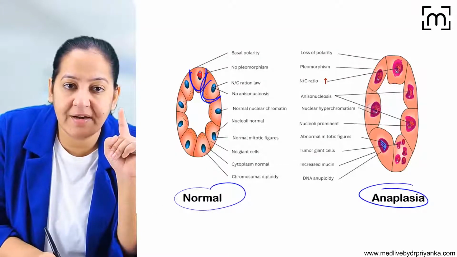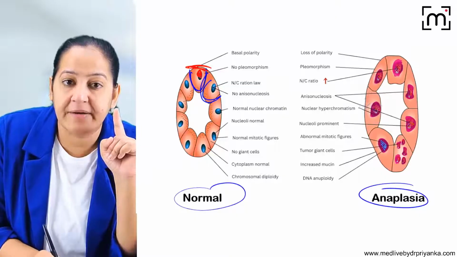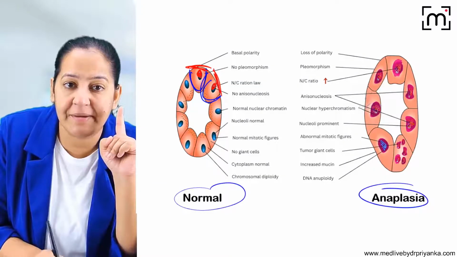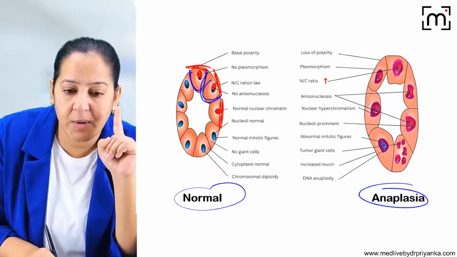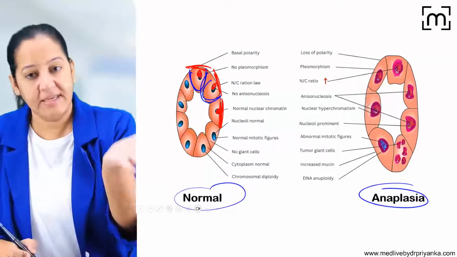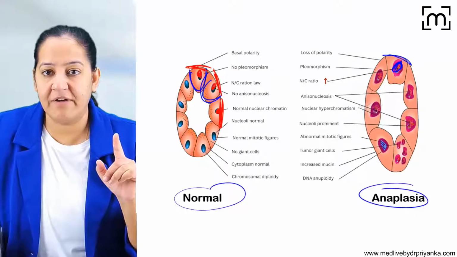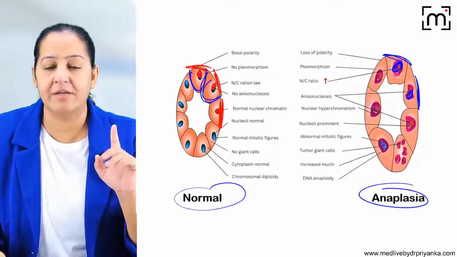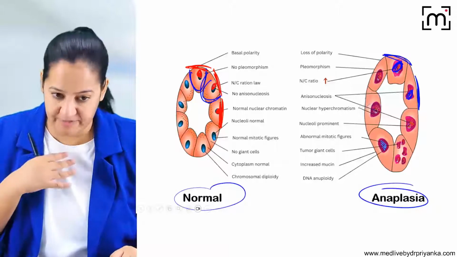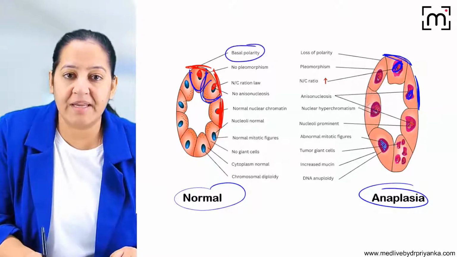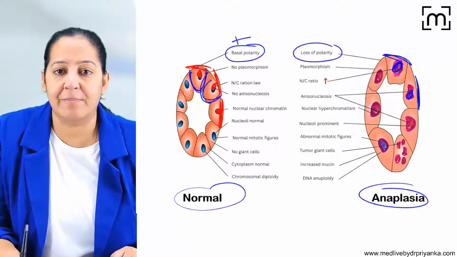Now see the nucleus here? It's towards the basement membrane. See the nucleus here? It's towards the basement membrane. On the contrary, see the nucleus in the anaplasia. Here the nucleus is away from the basement membrane. So you can better appreciate the diagram which I have drawn. So here basal polarity is retained and here basal polarity is lost.